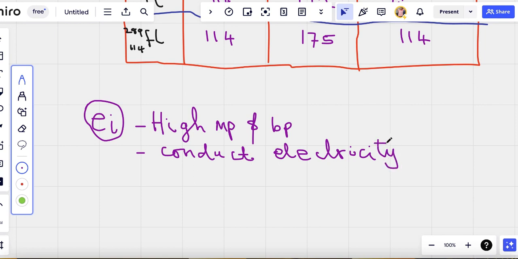Metals, they conduct electricity, right? So metals conduct electricity. And it's dense. It's hard. It is very dense. Metals are dense, right? They have high density. You can just say have a high density. Okay, let's write high density.